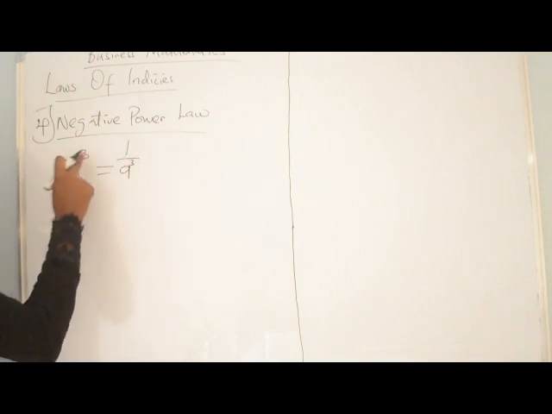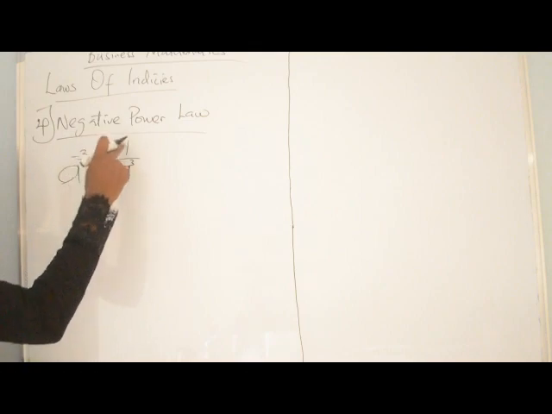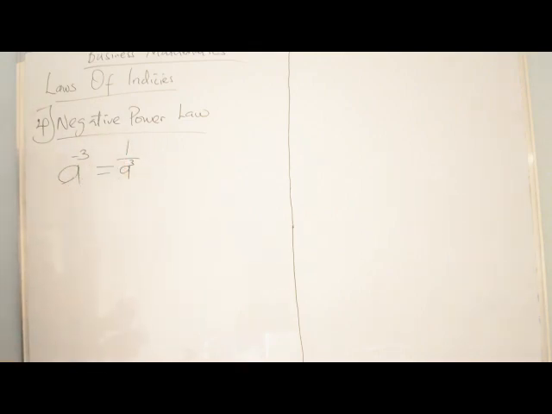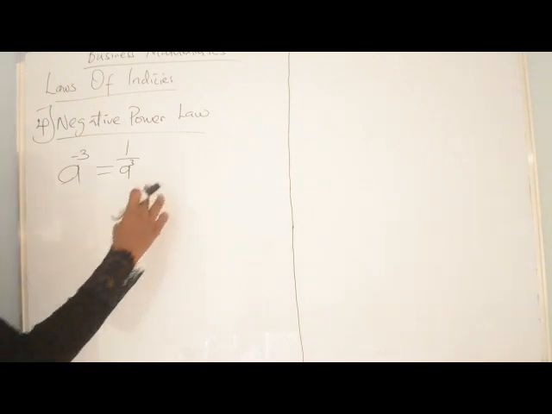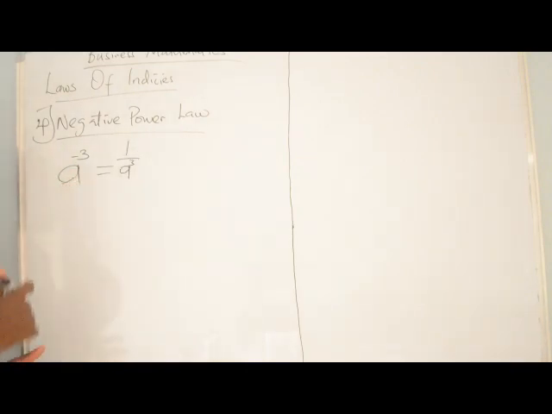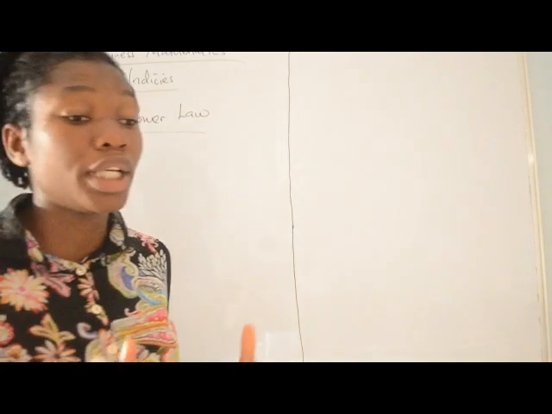That is, our minus becomes the reason why we have a 1 over, then a raised to power 3, where there is no longer a minus. So this is what our negative power law holds. And when you have it in this form, you can also convert it back to the negative power form. So this is what this law holds. We'll be taking some simpler examples and then we'll see how we can work together.